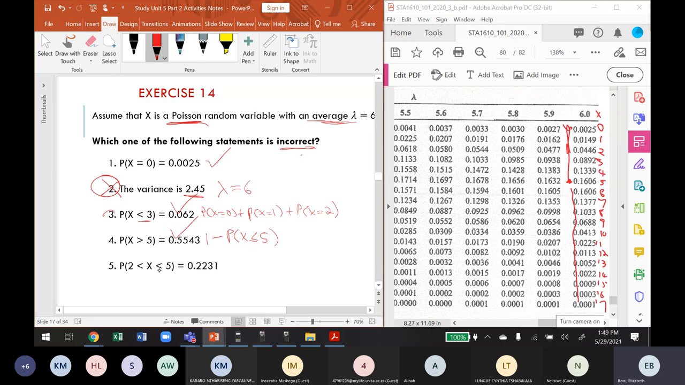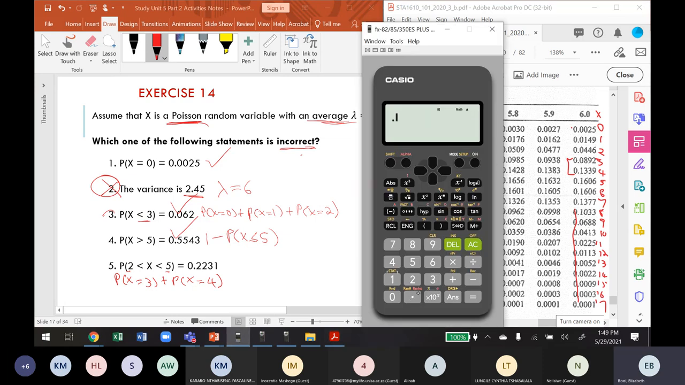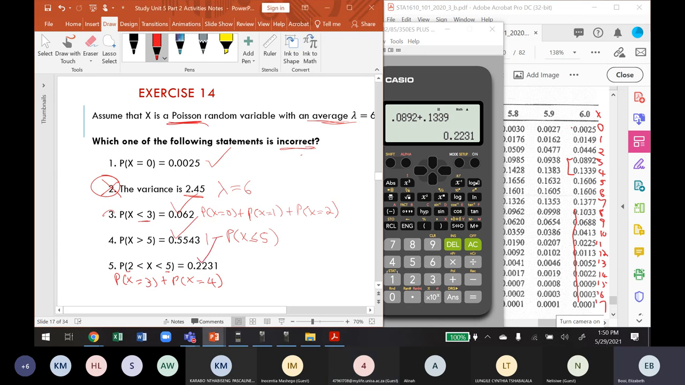And here it says find the probability that X is between. So for between, it does not include 2 and it does not include 5. Therefore, you're going to say X is equal to 3 plus the probability that X is equal to 4, which is just those two values. Because it's not too many, I can calculate quickly: 0.0892 plus 0.1339 equals 0.2231, which is correct.